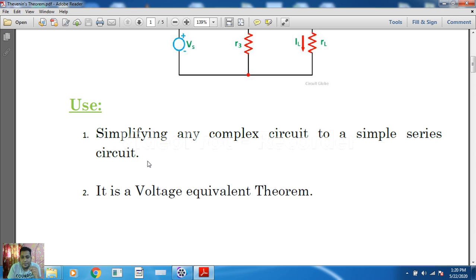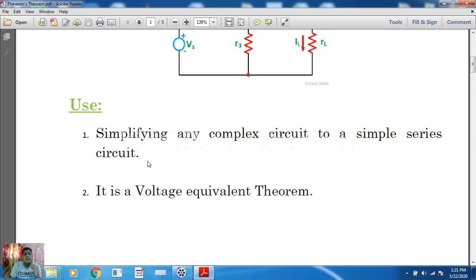Why? See what we are doing. There is a large circuit, and we are reducing it to a smaller one. When we reduce the circuit to the smaller one, we are considering that the circuit has an equivalent voltage. Since we are assuming an equivalent voltage in the circuit, we can say that this is a voltage equivalent theorem.